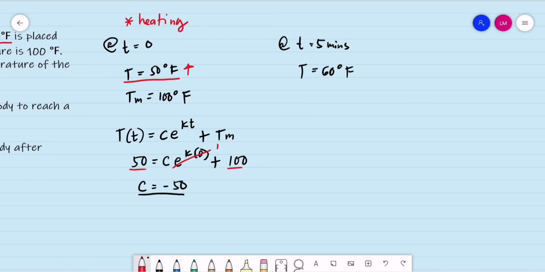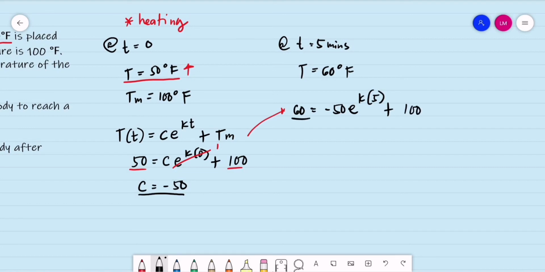So we are to substitute in our initial derivations. So we have 60 degrees Fahrenheit is now equal to C. The value of C is negative 50. This is e raised to k at time 5 minutes, plus the outdoor temperature, which is 100.